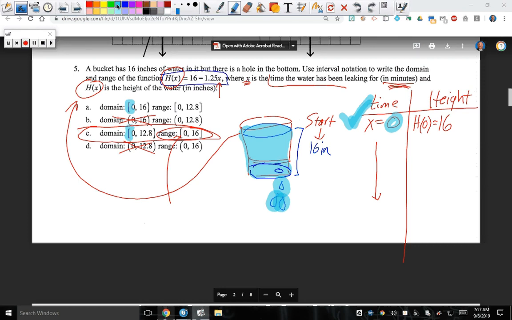You can check if you want by plugging in this 12.8 into x, and if you do, you'll see that 12.8 times 1.25 will end up becoming 16. So 16 minus 16 obviously would show you that at time 12.8, it would go to this 0 y value that we were talking about, that 0 height. But at time 0, at the beginning of the event of the water leaking, it would be at height 16. The only reason why they have it written from 0 to 12.8 is because we are writing domains least to greatest, the same with ranges. So C would be the answer.